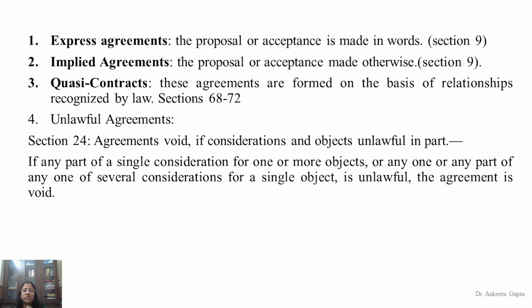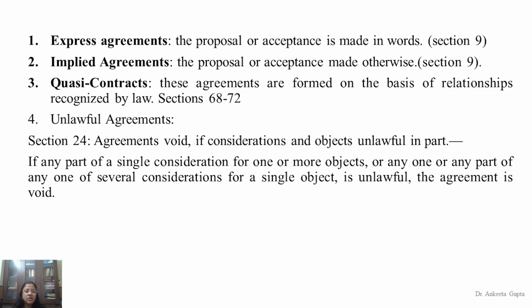Then a quasi-contract. These are the agreements that are formed on the basis of relationships recognized by the law. So, for example, finder of goods. I find a certain, let's say, a product, a certain scale or something. I am duty bound to ensure that this thing that I have found finds its true owner. That would be a form of quasi-contract.